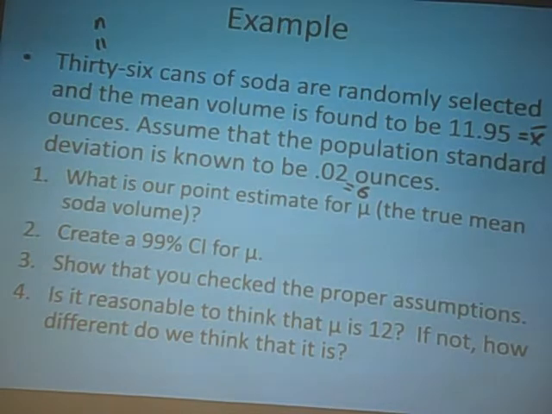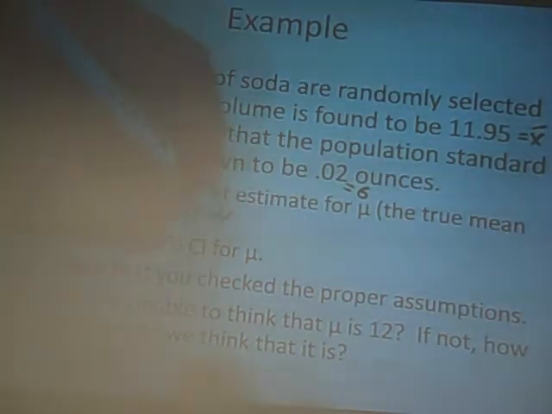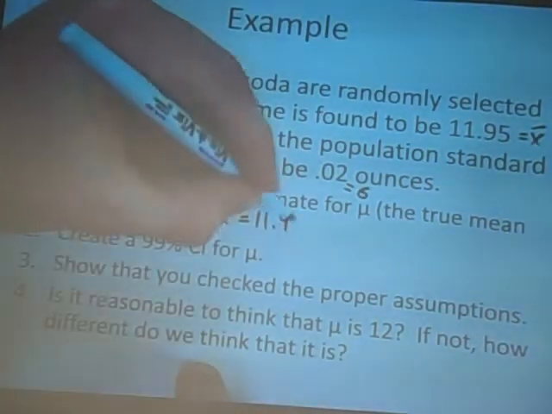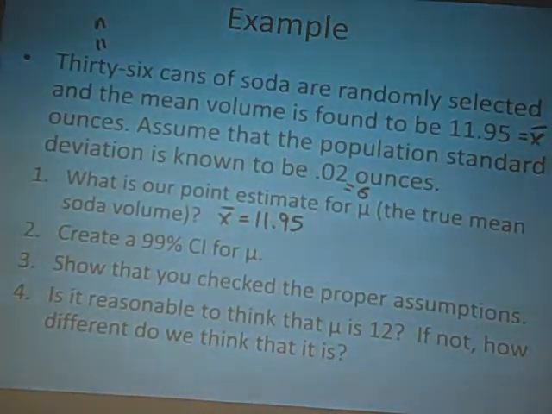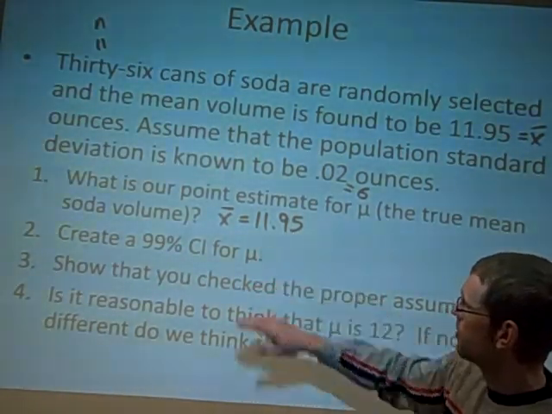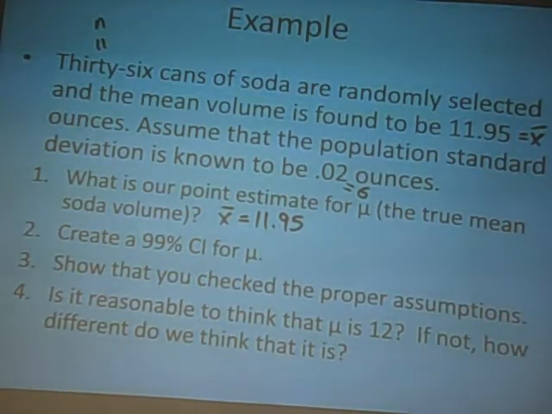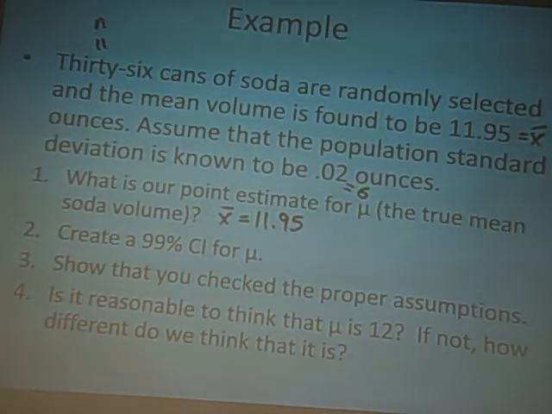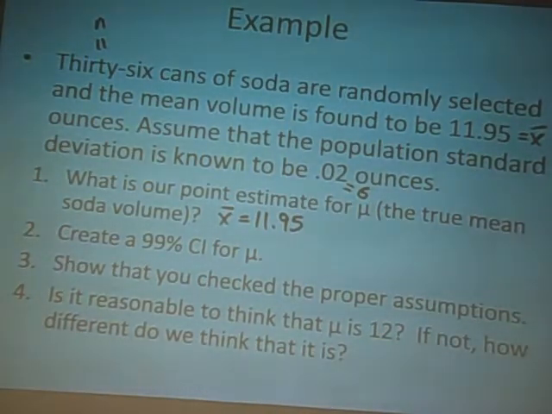Number one, what's the point estimate for mu? The way I phrased it yesterday was somebody puts a gun to your head and says, what's mu, what's your best guess? Well, your best guess is X bar, which is 11.95. It's probably not right, but the point estimate is just 11.95. Remember, a point estimate is just a single number to estimate some parameter. Number two, create a 99% confidence interval for mu. Let's do that on the sheet.